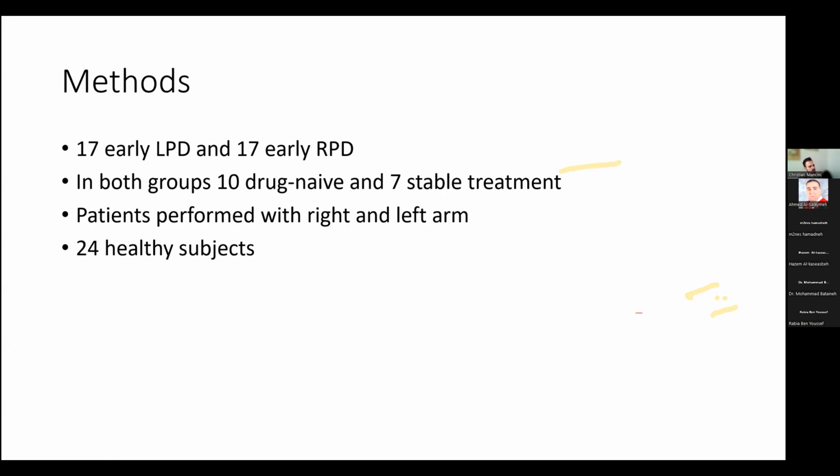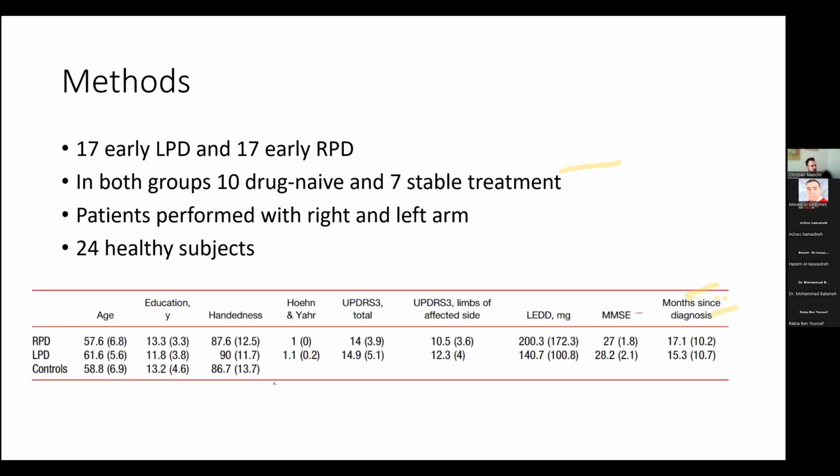And the other 7 in both groups had stable treatment with low doses of dopaminergic treatment because they are just in the early stage of Parkinson's. Patients performed again with the right arm and with the left arm, so they repeated the stop signal task 2 times, one with the right and then another time with the left arm. And we collected data of 24 healthy subjects. Here is an overview of our patients and controls.